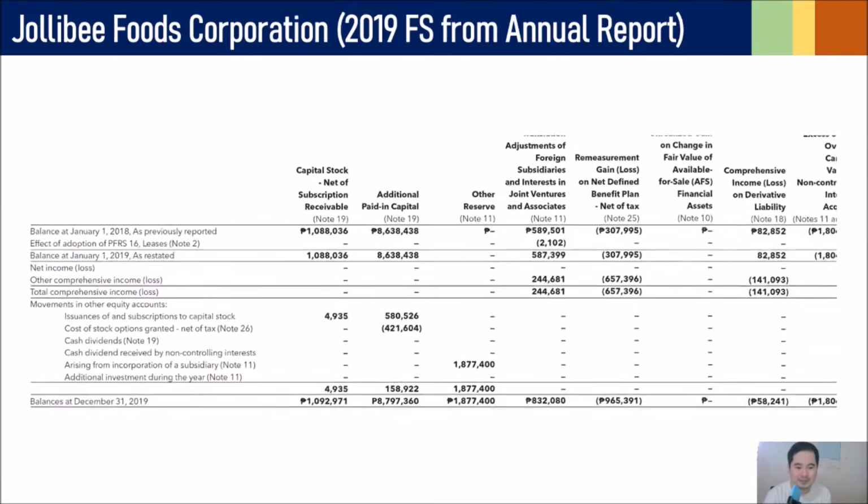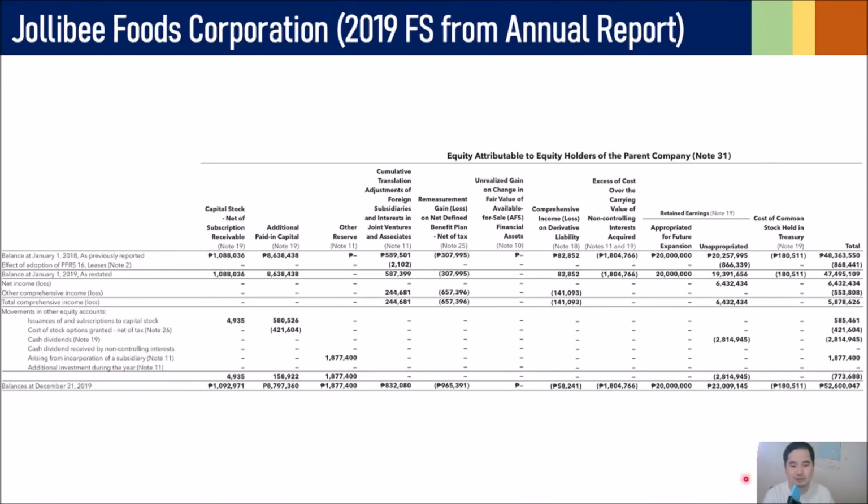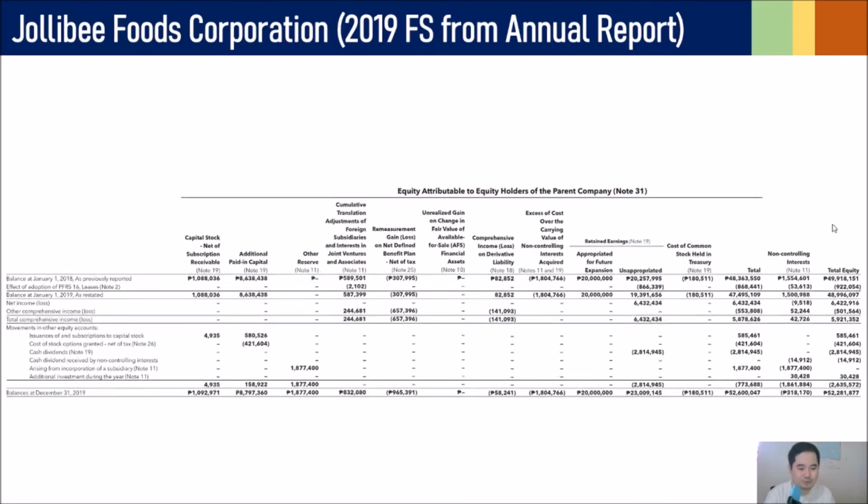Okay? So, hindi na po natin masyadong iisa-isahin, but ito po yung galing sa equity attributable to the equity holders of the parent company. So, meron po siyang capital stock, additional paid-in capital, and other reserves. And then, cumulative translation adjustments of foreign subsidiaries, remeasurement gains and losses, unrealized gain on fair value of AFS financial assets, derivative liabilities, and so on. So, meron din po syempre tayong tungkol sa retained earnings. And then, syempre, ito po yung sa parent company lang. And then, ito po yung, syempre, isasama po natin si non-controlling interest.